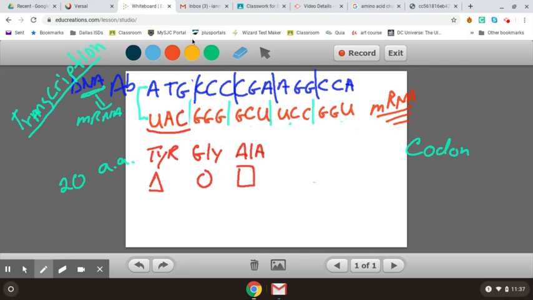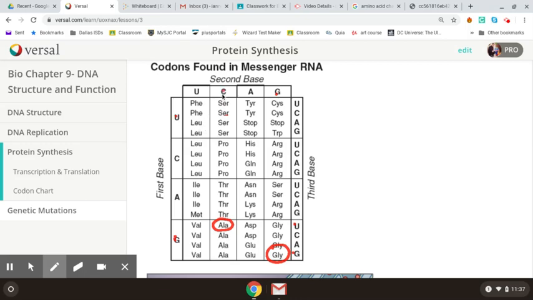And then UCC. Go back here. UCC. Serine. You might be asking yourself, why are there doubles and triplets and all this other stuff? The reason is that we are set at 20 amino acids. We only have 20, but we have 4 letters, U, C, A, and G, and you can put those letters together in 64 different combinations. So that's why we have doubles. We can only make 20 amino acids, so we have to have doubles somewhere.